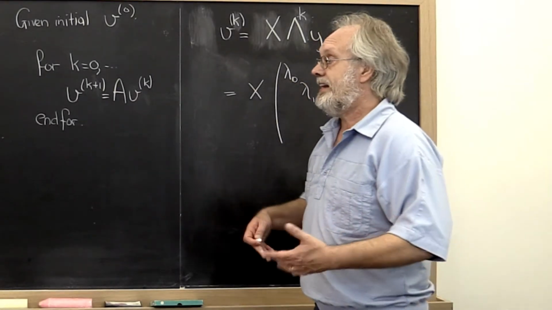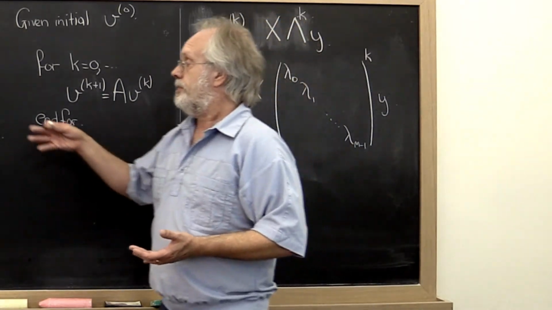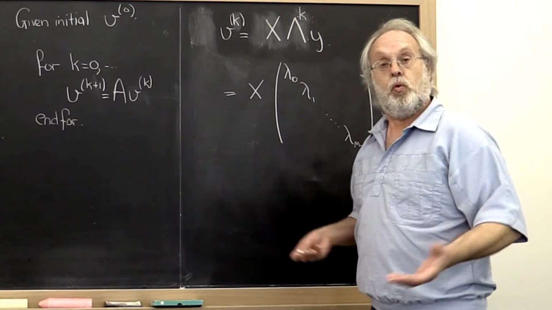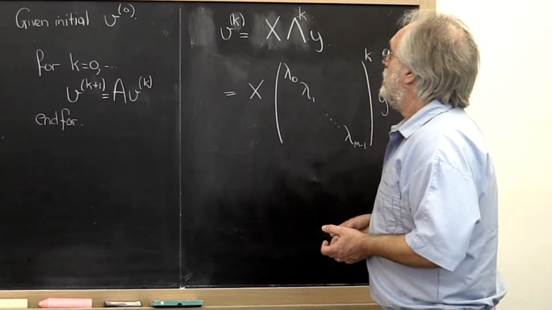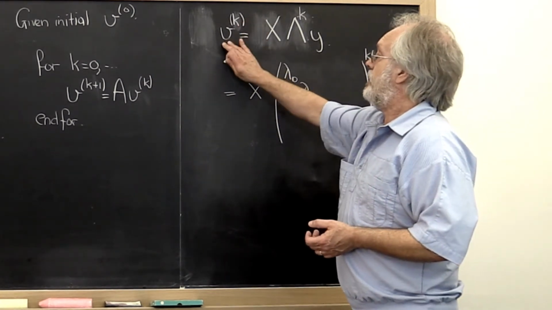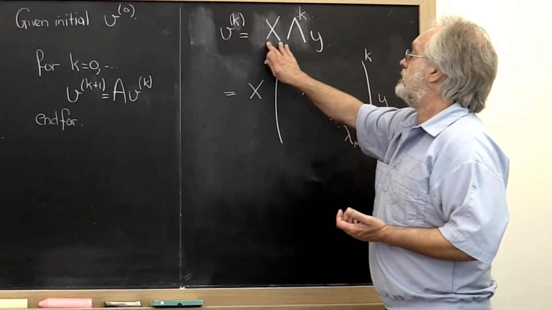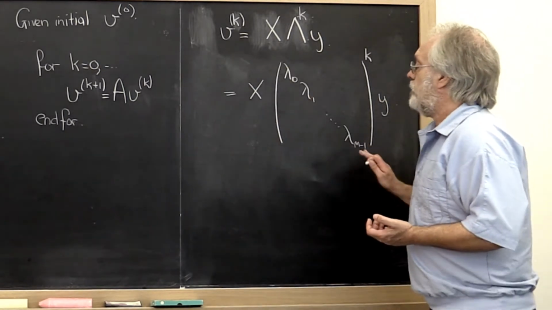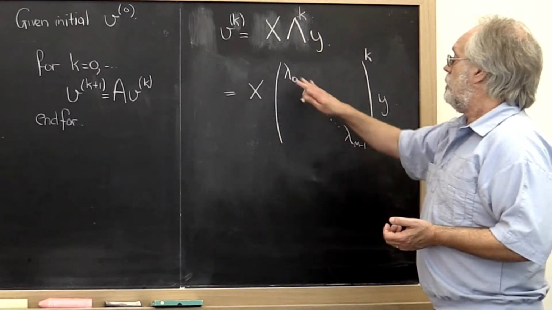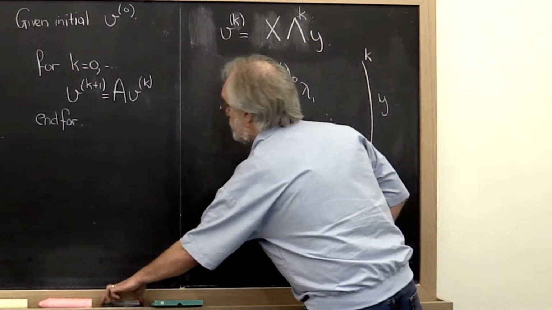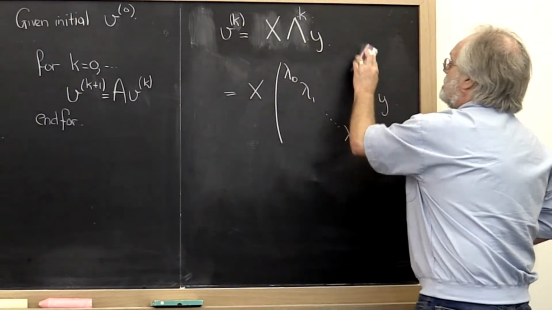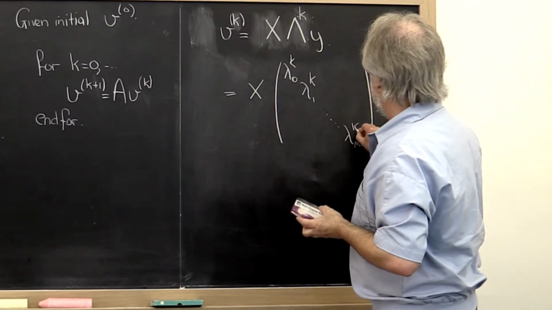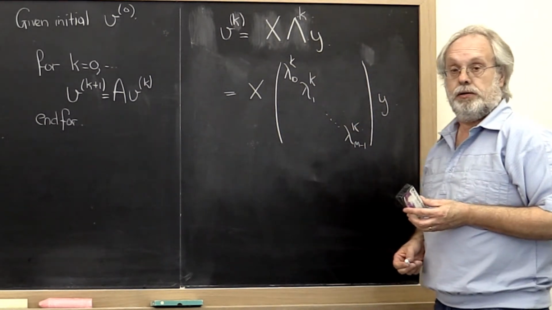Now this is where, in analyzing this problem, the fact that A is diagonalizable really helps us more elegantly describe what's going on. We saw that the kth iteration was also equal to this vector x times lambda to the kth power y. And if we now expose that diagonal matrix, then we notice that raising that matrix to the kth power is just the same as raising each individual diagonal element to the kth power.